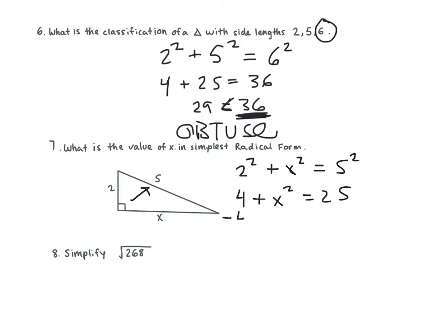25 minus 4 equals. So x squared is equal to? We take the square root of both sides. We get x is equal to? Can we simplify square root 21?